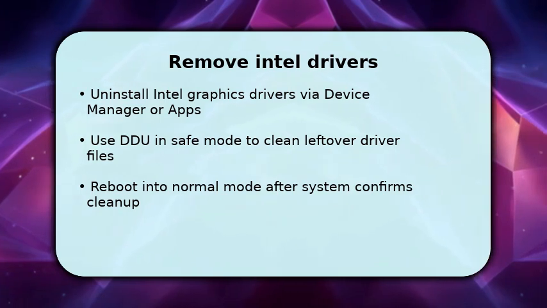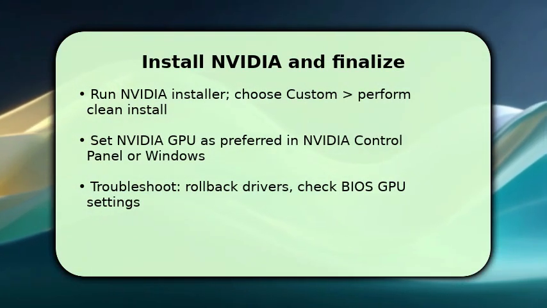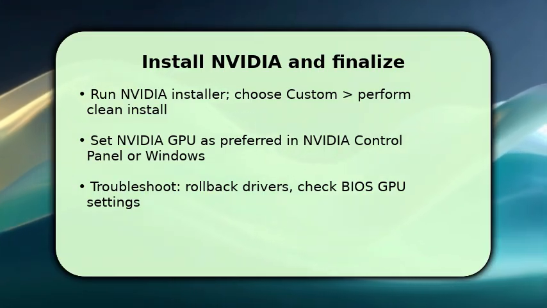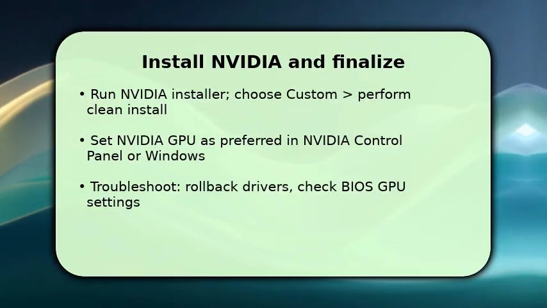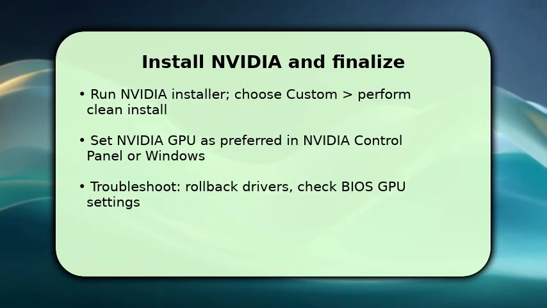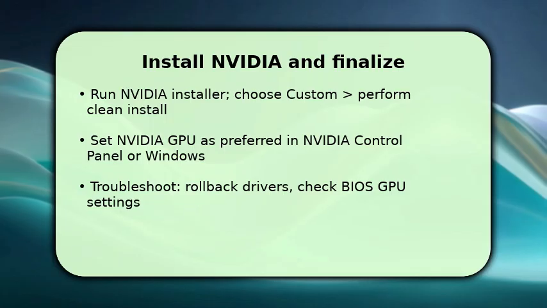Now run the Nvidia installer you downloaded and choose Custom Install with Clean Install checked. This writes the correct driver stack and supporting components. After installation, open Nvidia Control Panel or Windows Graphics Settings and set the Nvidia GPU as the preferred adapter for games and apps. Reboot once more to finalize.